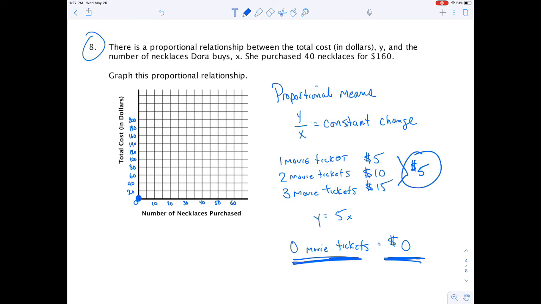So I'm going to begin at 0, 0, because if it's proportional, and it says that it is, it must go through the origin. Then it says she purchased 40 necklaces, so 40 is over here, so somewhere on this blue line is going to be our second point. And $160 is right here. You can see where they touch. So I'm going to make myself a diagonal line. I'm going to extend it beyond, and then just because it's nice to be clean, I'm going to go ahead and neaten that up. That's how you graph a proportional relationship.